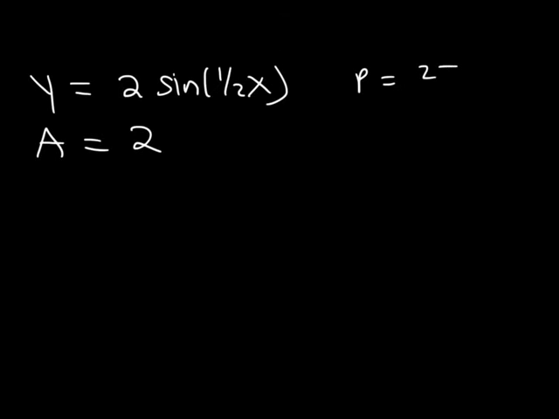Here's another example. Go ahead and graph this function 2 sine 1/2 x. So first we need to find the amplitude. The amplitude is the number in front of sine, that's 2. The period is 2 pi over b, where b is the number in front of x. So in this case it is 1/2. 2 pi divided by 1/2 is 4 pi.